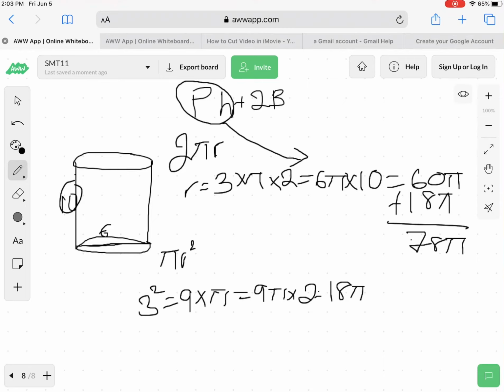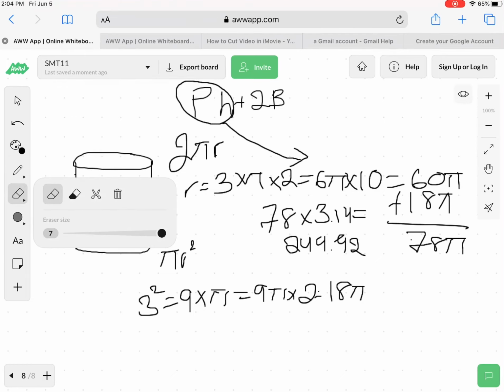Now it becomes your choice whether to bring 78 pi to a decimal, and many people will just accept 3.14 as a good estimation of pi. You can multiply by 3, but more commonly I would suggest 3.14. And so in this case, if you multiply it by 3.14, your answer would be something like 244.92.